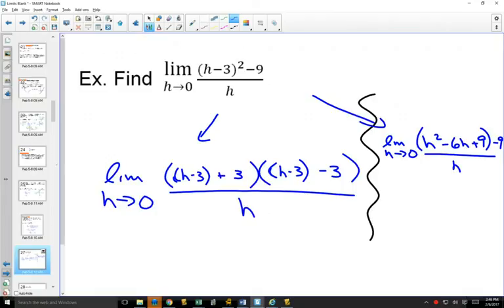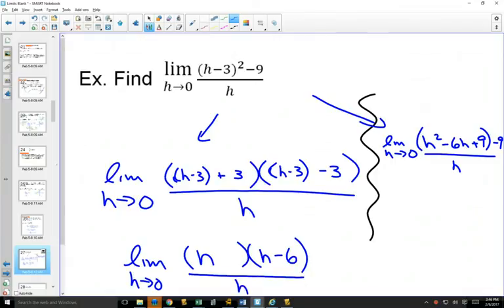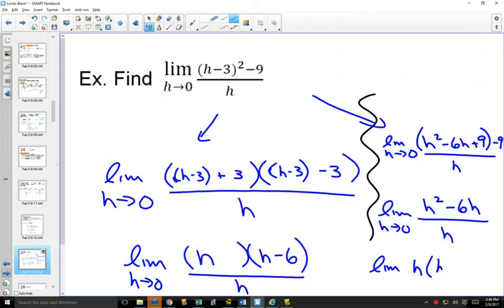In this one, when you simplify inside the brackets on the top, can you see that you're going to get just h left here and h minus 6 here? And that'll still be divided by h. On the right-hand side, if you simplify the top, you're just left with h squared minus 6h. And you could factor that, factor out an h, and both of them come to the same thing.